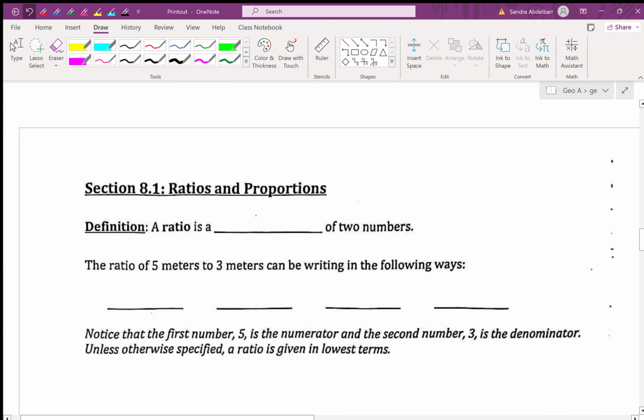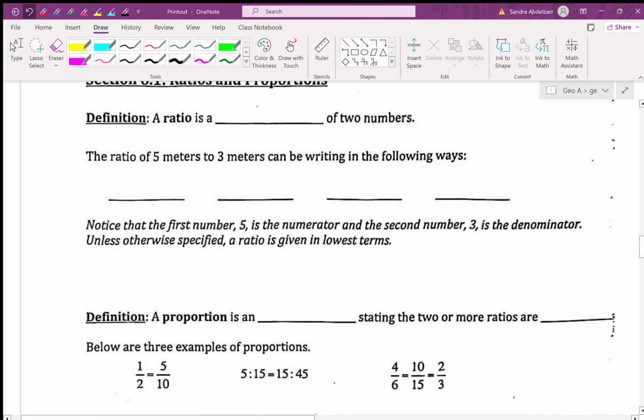All right. 8.1, ratios and proportions. A ratio is a comparison. Actually, let's use the word quotient. It is a comparison, but I want the word quotient. A ratio is a quotient of two numbers. And it's usually used to compare things, right? A ratio is usually used to compare things.